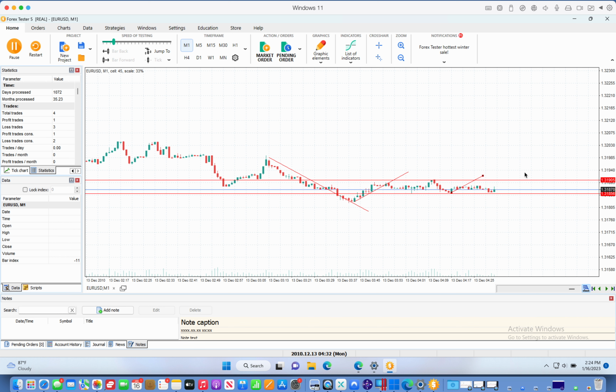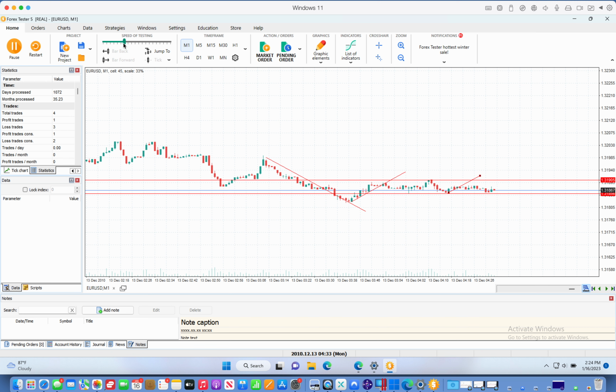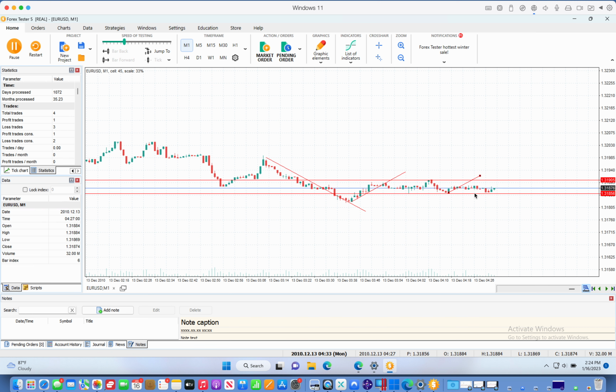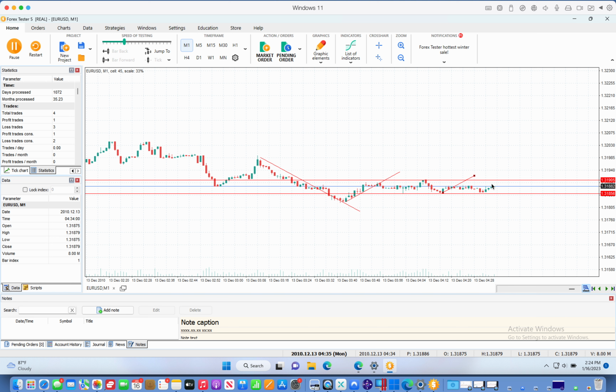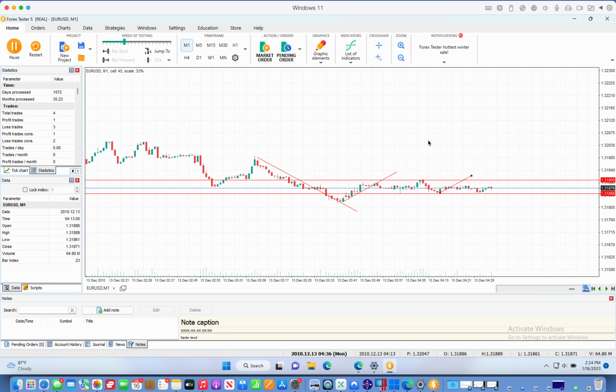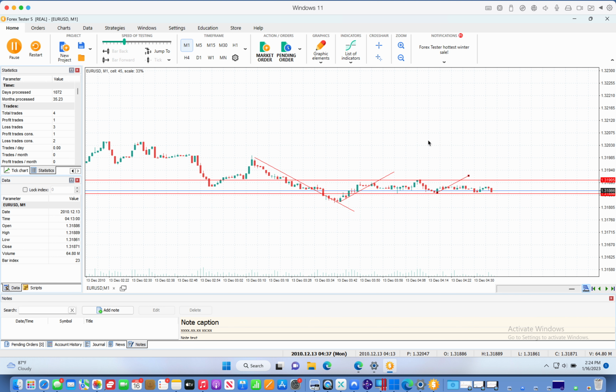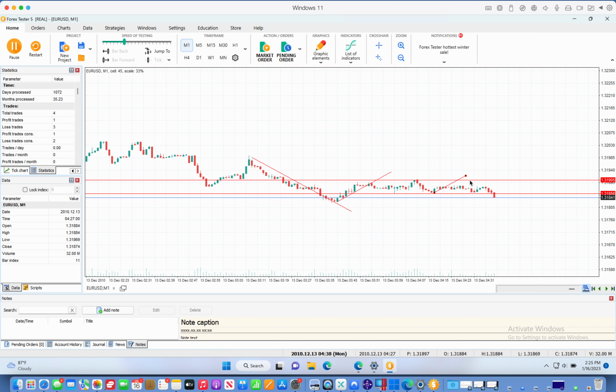Bulls are stepping in. I'm going to speed this up just because I don't need to see all this. This is what I call chop. Since it's chopping around, I want to wait until it pops above or below. Today's a bank holiday, by the way. It's Martin Luther King Day, so you might be able to see some things happen. Let's just see. This might be an example of what today might do because it's low volatility.